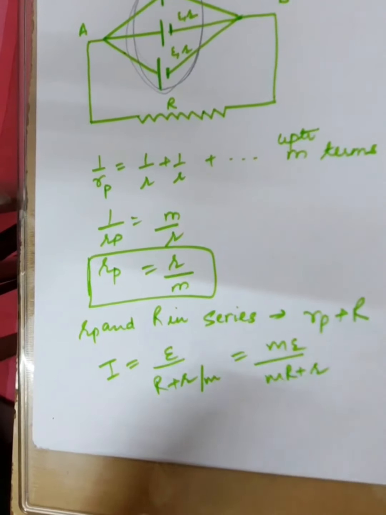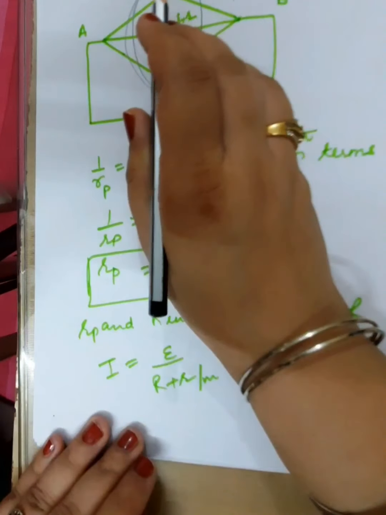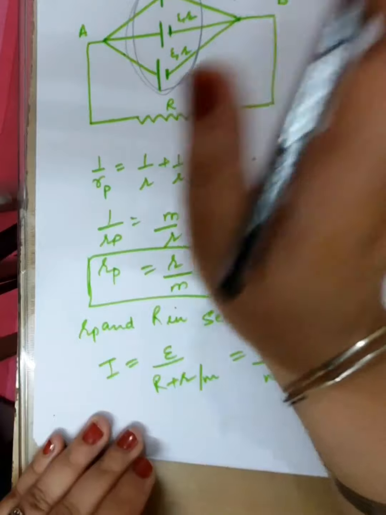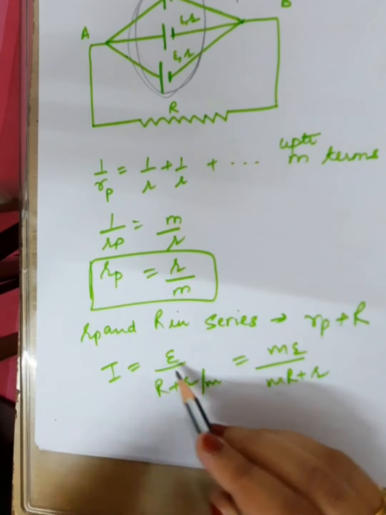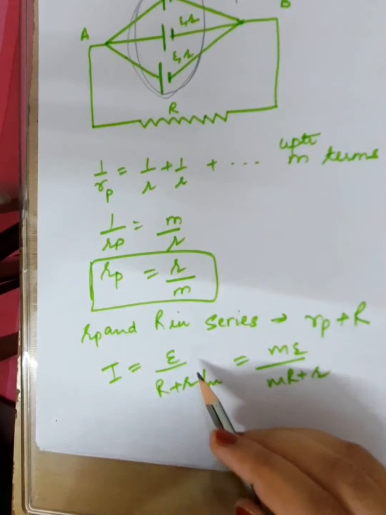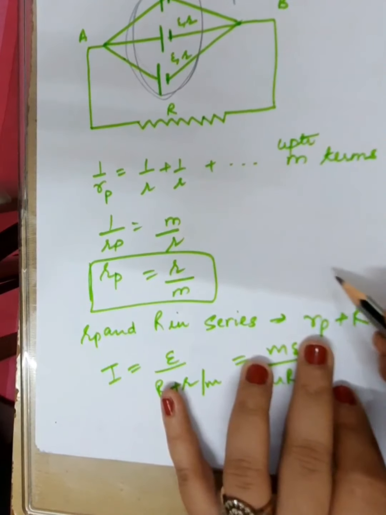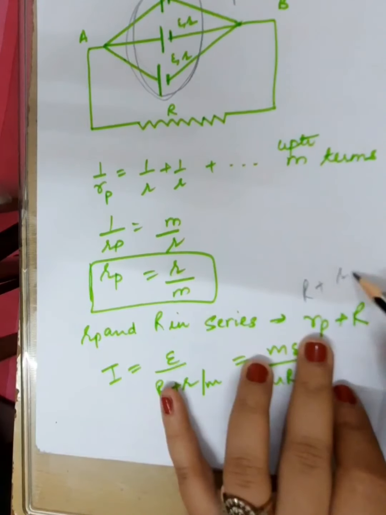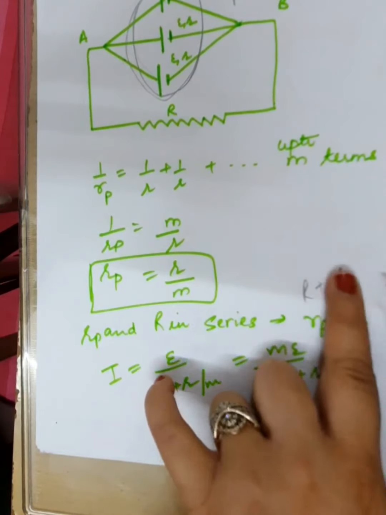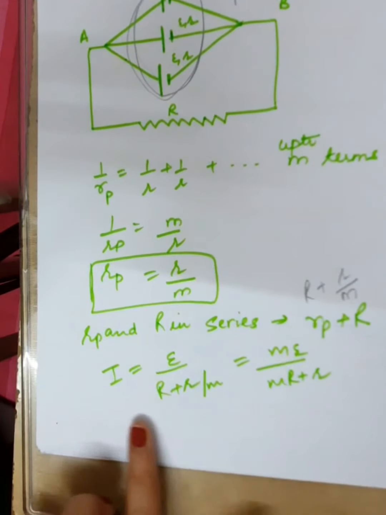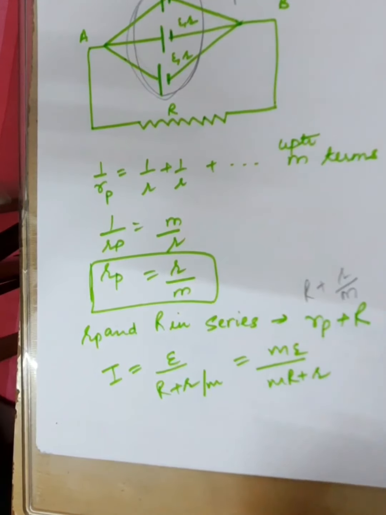Okay, so after that, we know that the EMF in a parallel combination is actually the EMF of each cell, isn't it? So the current flowing will be equal to the EMF of each cell divided by the total resistance. Total resistance is R + Rp. Here Rp has the value r/m, and this R remains as it is. So I'll substitute the value over here, solve it, and this is the value of current I am going to get.